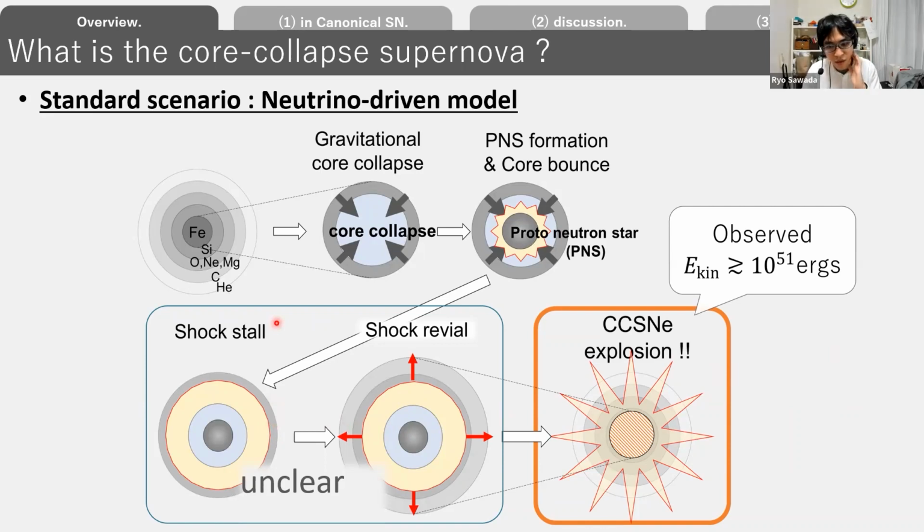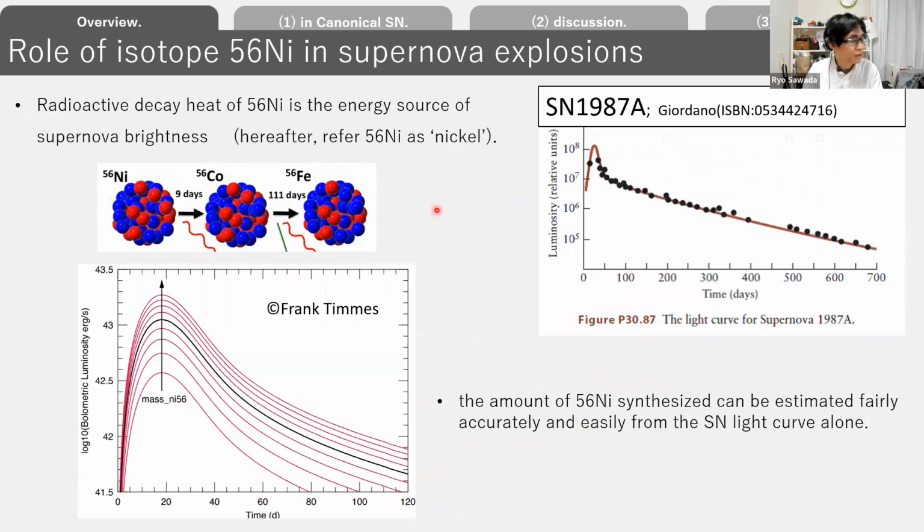So next, I talk about the relation between the radioisotope 56 nickel and the supernova. Today's main topic. Radioactive decay of the 56 nickel is the energy source of the supernova brightness. And hereafter, I may refer to 56 nickel as nickel. 56 nickel decays through this chain, and emits positrons and gamma rays. This energy is ejected.